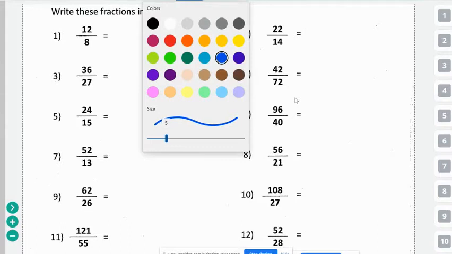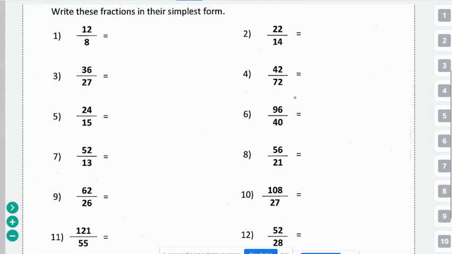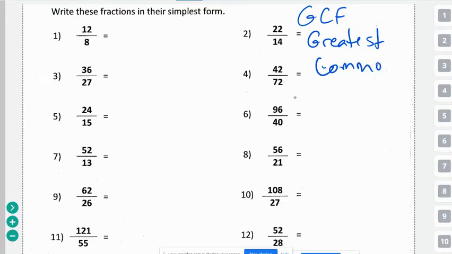First things first is you have to find the greatest common factor, or the GCF. GCF, greatest common factor. So we list the factors for 12 and 8. The biggest factor they both share is 4. 12 divided by 4 is 3, and 8 divided by 4 is 2. That 3 over 2 is the answer, but you can simplify it down even more. So the denominator stays the same. 2 can go into 3 once with 1 left over.